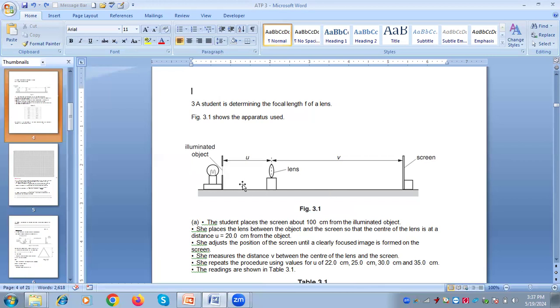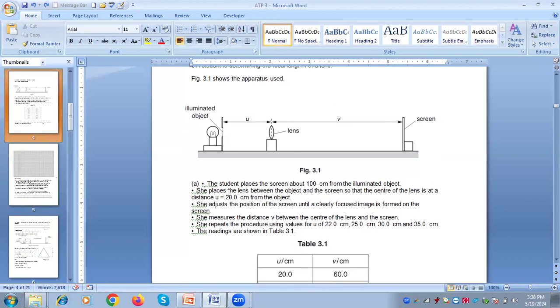Here the student has taken an illuminated object, a convex lens, and a screen. If you want to have the image on the screen, one precaution is necessary. What is that precaution? The distance between the lens and the object should be more than the focal length. The object has to be at a distance greater than the focal length of the lens. Otherwise, the image will not be a real image. It won't be formed on this screen.